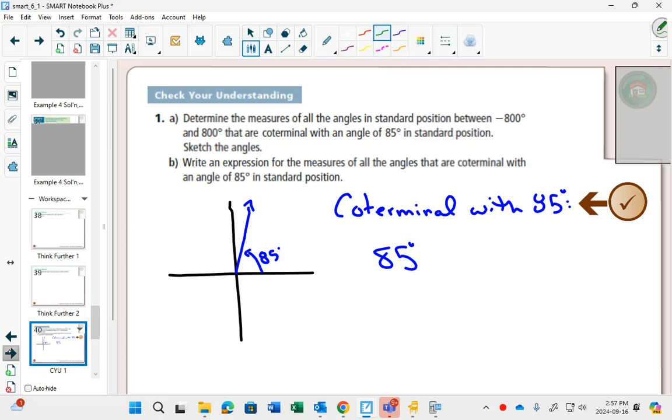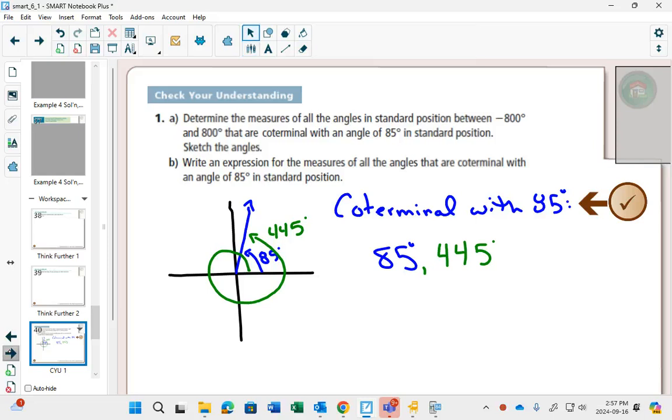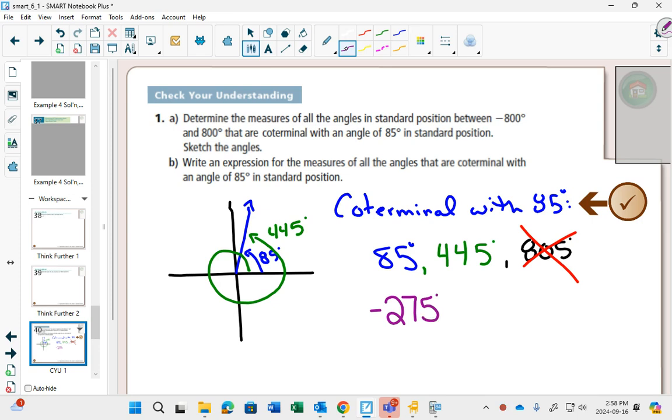If you added 360 degrees, change colors here, you would get 445 degrees. That would look like this, starting here, around once. If I did it again, I'd have 805 degrees. Are you okay if I'm just going to put an X through that? I checked it, it's too much because we only had to go up to 800 degrees. If I subtracted 360 degrees, does it work out to negative 275 degrees? Question. How is 445 plus 360 805? Oh, right, because we always do a full turn. Yeah. Negative 275 would look like this.